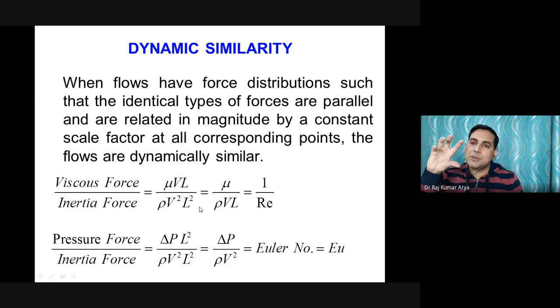So that also needs to be considered in the case of dynamic similarity. You are also providing a pressure. If you calculate the pressure force upon the inertial force, you get delta P upon rho v square, which is known as the Euler number. That is again another dimensionless number.